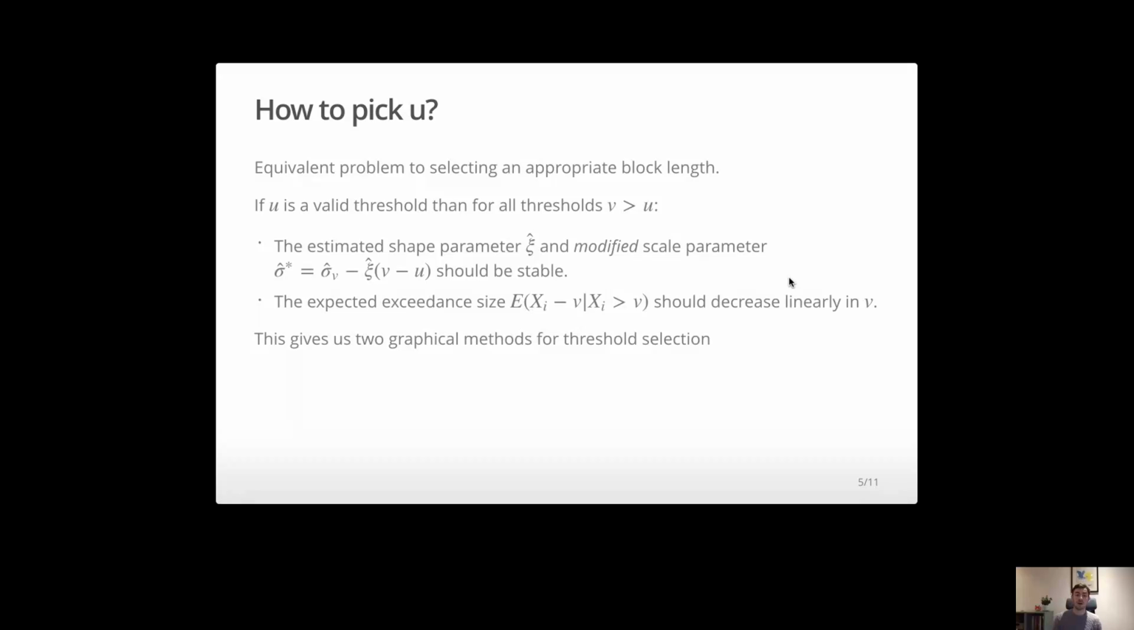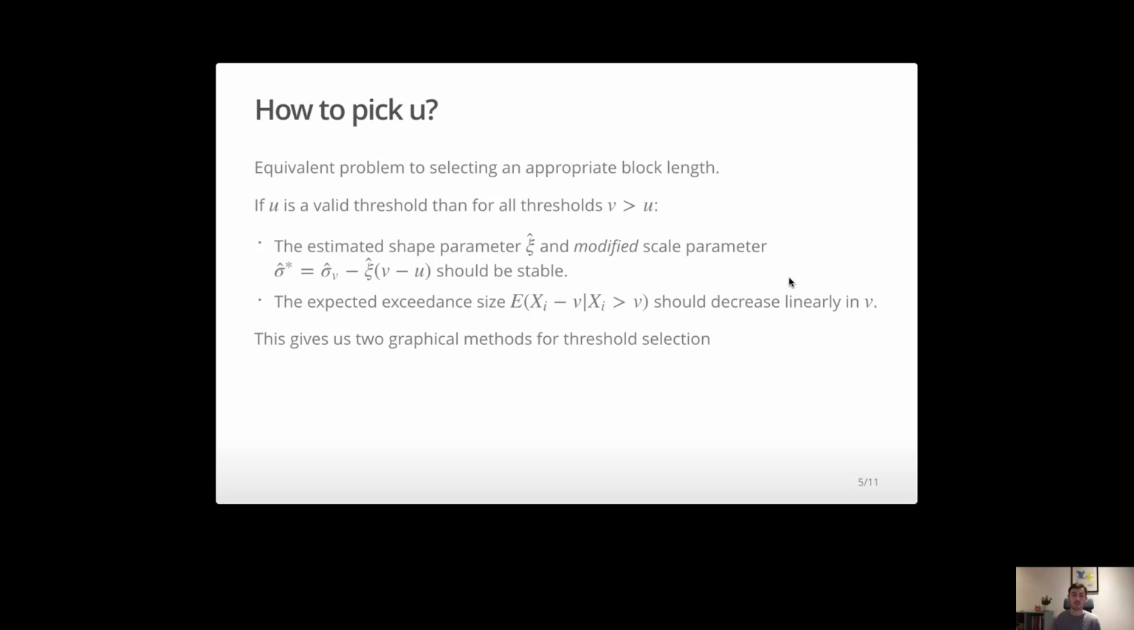But how do we go about picking that threshold value u? How do we know when we've picked a threshold that is high enough for our asymptotic model to be valid? This is the same problem that we encountered previously when looking at block maxima, when we were trying to pick a block length that was sufficiently long that the asymptotic model held, but sufficiently short that we got lots of block maxima. Here we want to pick u high enough that our asymptotic GPD holds, but we also want it to be as low as possible so that we include as much data as possible and get good, precise parameter estimates.